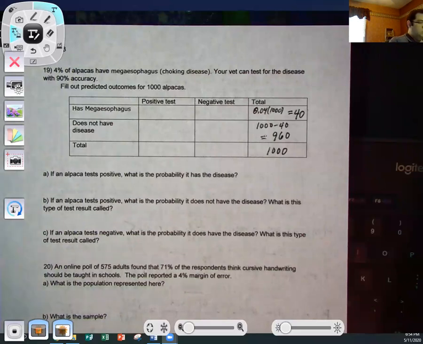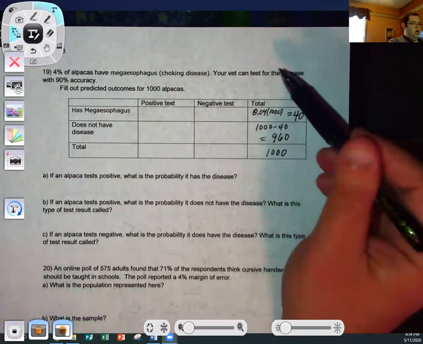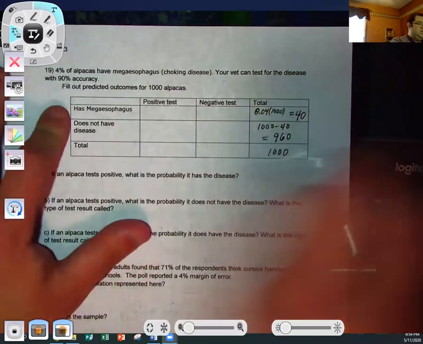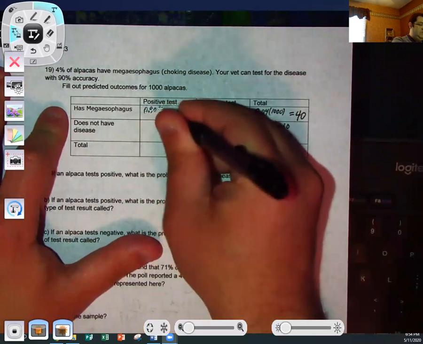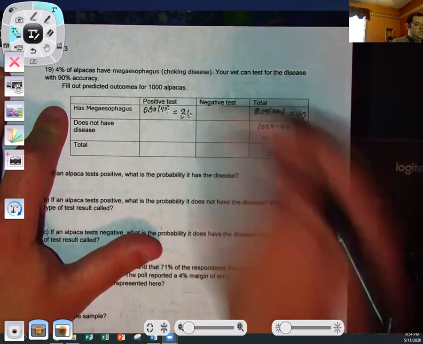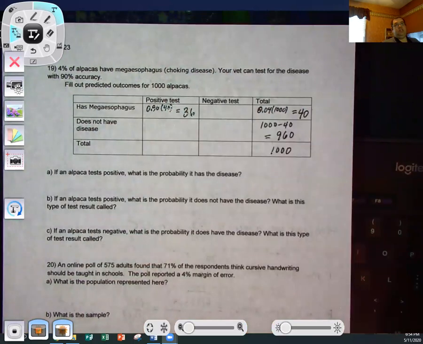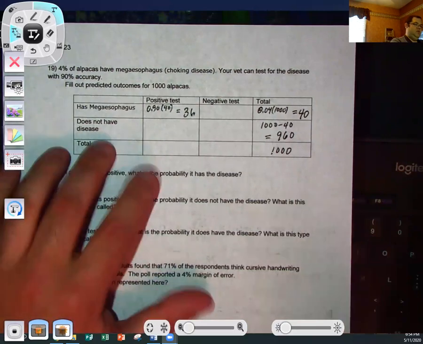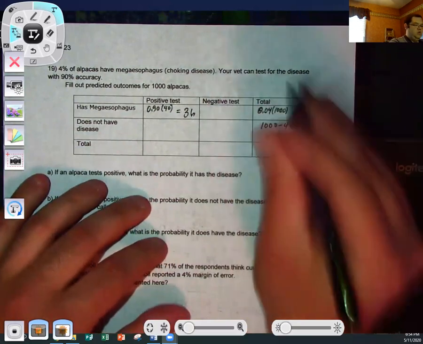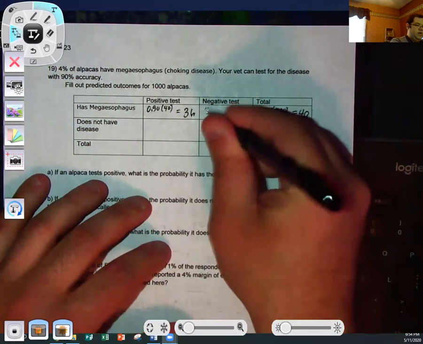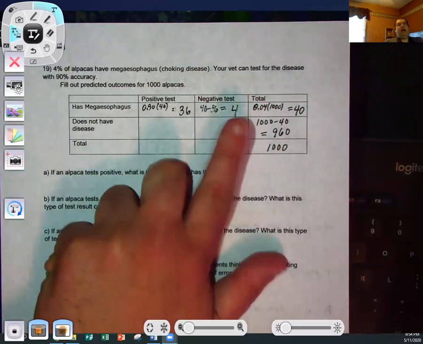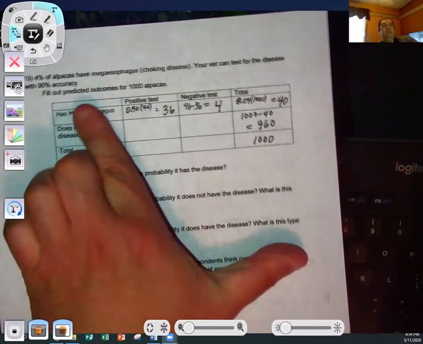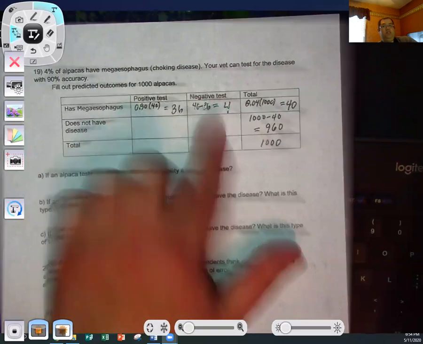Okay. So with that said, of these 40 that have the disease, 90% of them would test positive. So we would do 0.90 times 40 to get 36. So 36 of the 40 alpacas that have this condition would test positive. So to calculate the number of false negatives, we would do 40 minus 36 to get 4. So there would be 4 alpacas that have this condition, but they would test negative, so it'd be a false negative.